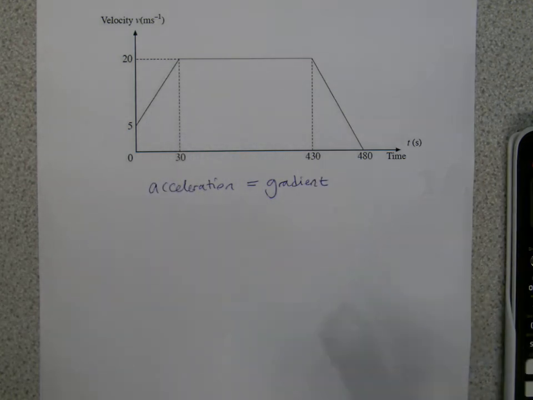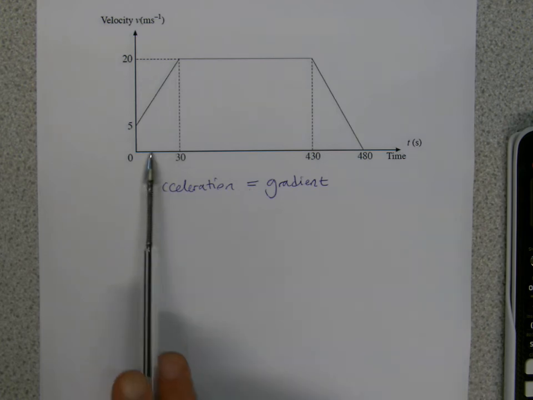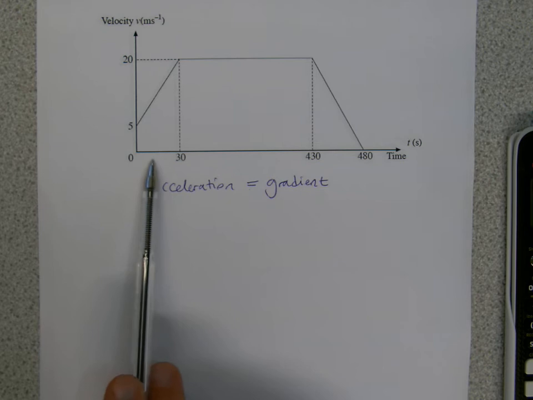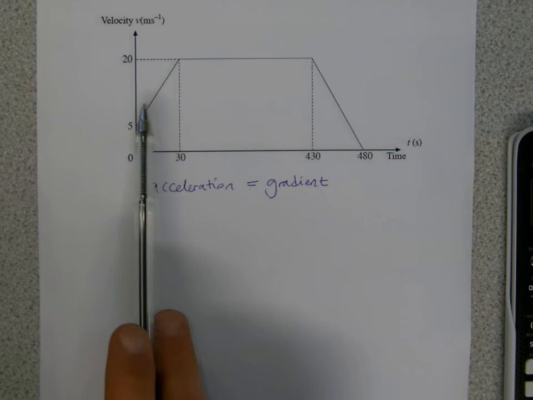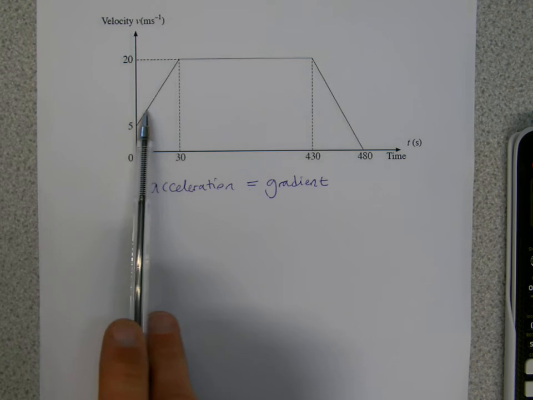Now in this case, they want you to work out the acceleration when the time is 10. So time is 10, roughly there, isn't it? That's when t is 10. And we're going to be there on the line around there. So if we can work out the gradient at that particular point, then we've got the acceleration.